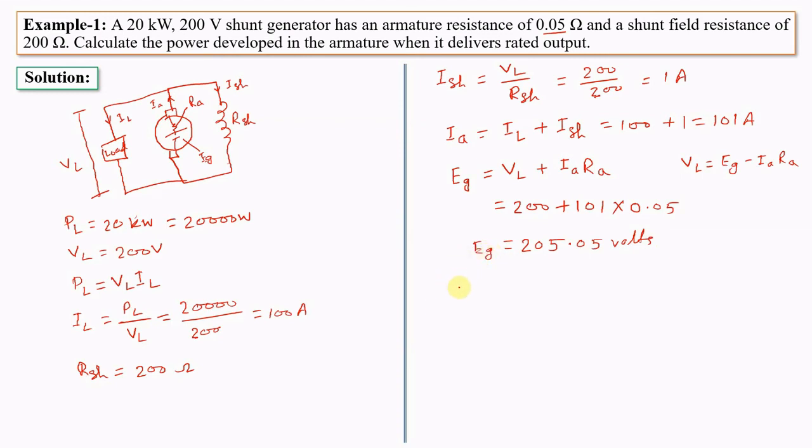So finally, the power developed in the armature is the product of Eg into Ia, that is 205.05 into 101. So finally, the power developed in the armature will be equal to 20710 watt, or we can write 20.71 kilowatt. So this is the final answer.